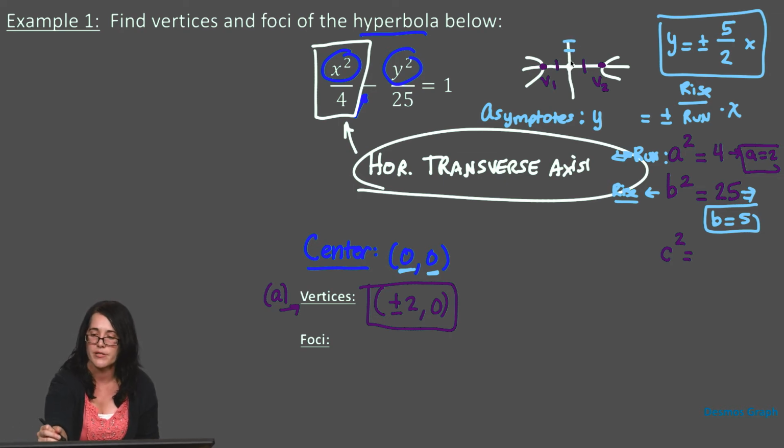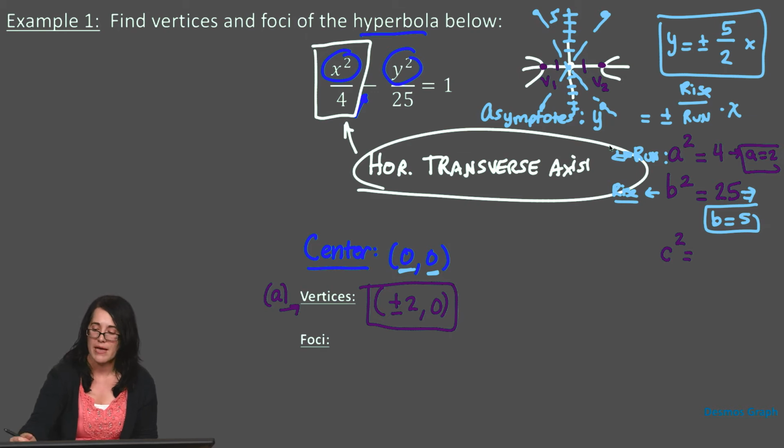I'd go up 5 from the center, 2, 3, 4, 5, and over 2, there's a point, or down 5 from the center, over 2, there's a point, or down 5 and left 2, or up 5 and left 2, I should say. And now I could connect those dots. It's kind of ugly on my sketch here, bear with me.